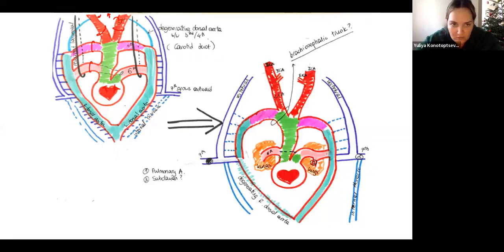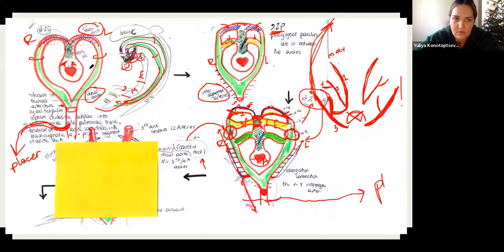And we saw it from this moment. Do you see there is a line here? So this is your one aortic sac. And there is a line here starting to appear on day 26. This line represents a septum, a future septum, and the septum is called aorticopulmonary septum.